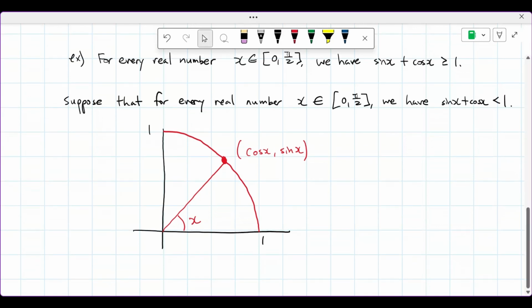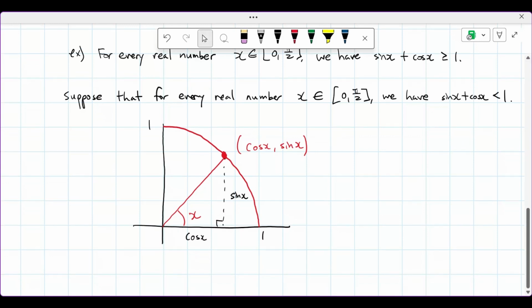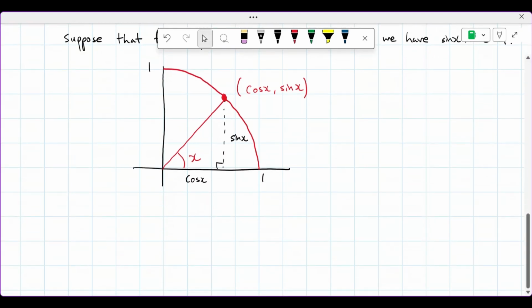Well, is that true? What we can do is suggest that cosine of x and sine of x are the x, y coordinate, which means that my cosine of x is my x coordinate, which is the base of this triangle, and the sine of x is the height of this triangle. And one thing that I can know for sure is that cosine squared of x plus sine squared of x is equal to 1.